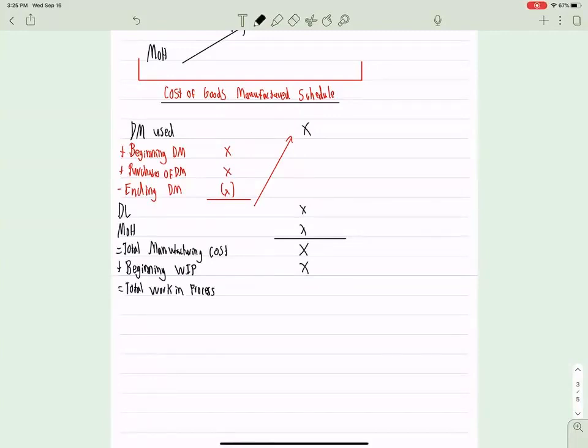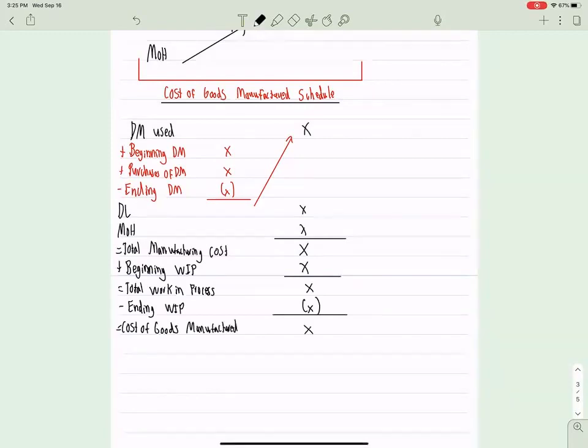Then what you're going to do is minus your ending work in process, or ending WIP rather. I'll start using abbreviations to make this go a little bit faster. Just put some lines here. And then after you minus your ending, that gives you your cost of goods manufactured. Is that okay with everyone? All right, that's how we do the statement.